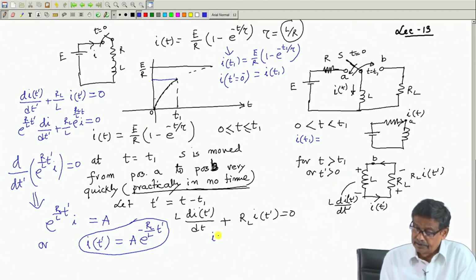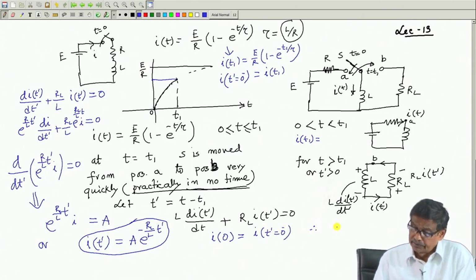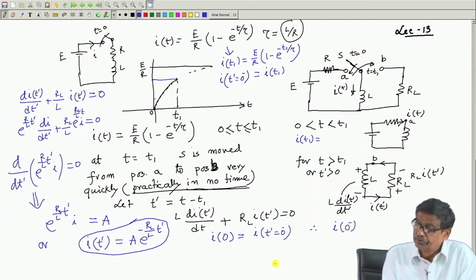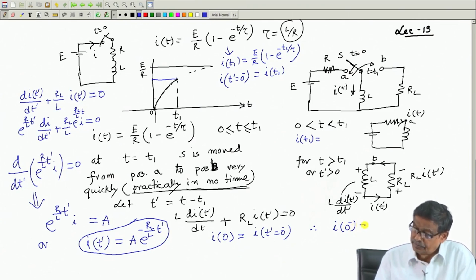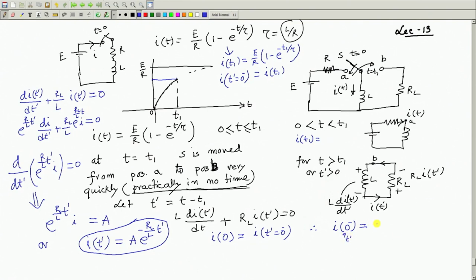So, I 0 is equal to this I 0 minus, and therefore the value of the constant will be, I am just writing I 0 minus, this 0 is the new 0, t dashed 0, corresponding to that t dashed 0 minus, will be equal to A, which is nothing but your I t 1 calculated previously. So, this number is known, from which the value of A is known.